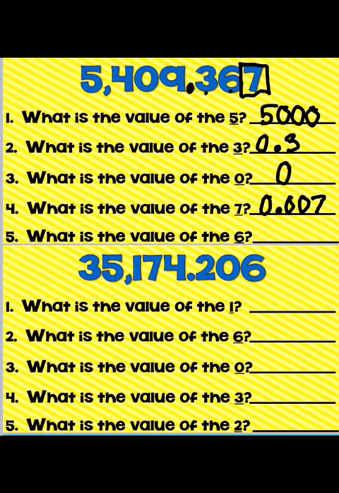Now that's not the same as 5,000. 1,000 ends in a D. Everything on this side of the decimal ends in TH, thousandths.